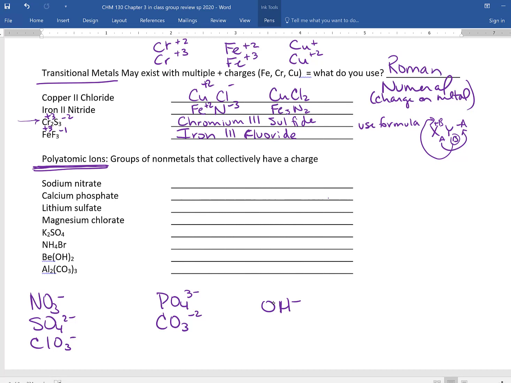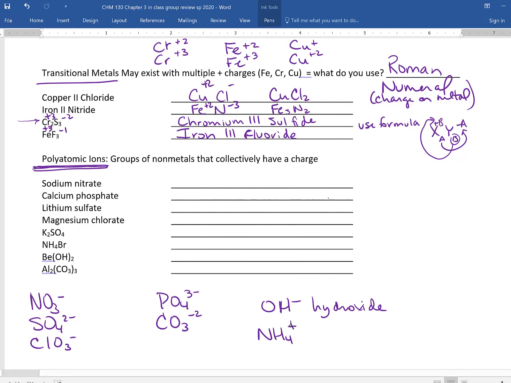The OH negative is a hydroxide. So that one's not one of the 8s, but it's a hydroxide. It's characteristic of a base. So we use sodium hydroxide in lab. So if you've ever used Drano, that's a hydroxide. Lye is a hydroxide. And then the other one is the only positive polyatomic you have to know. So those are the 7.